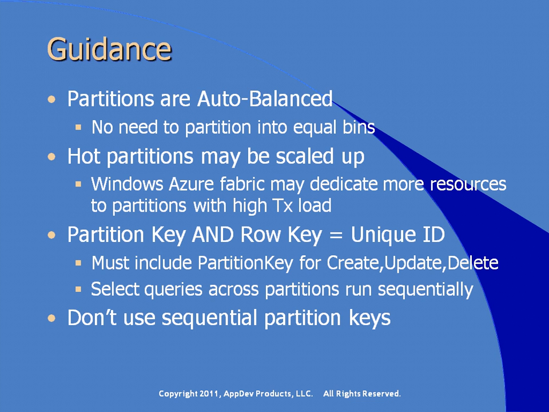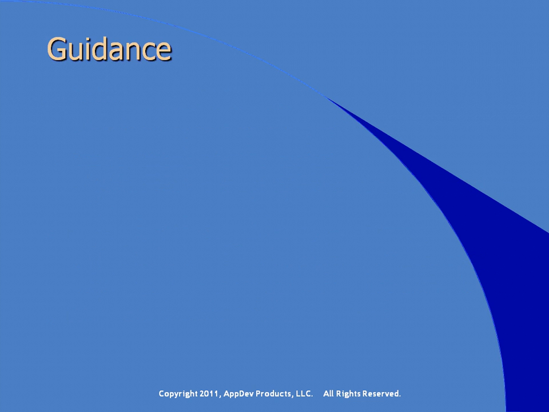Now here's an important point. Some people may say, well, why can't I use a sequential partition key? Meaning in SQL Server, you may have an identity column, 1, 2, 3, 4, 5, 6, 7, 8, 9, 10, and so on. Why can't I use that as my partition key? Well, if you think about the way Windows Azure partitions, it partitions on the partition key. So if you have a sequential partition key, how does it partition? If you're using a sequential partition key, Windows Azure cannot partition that table.